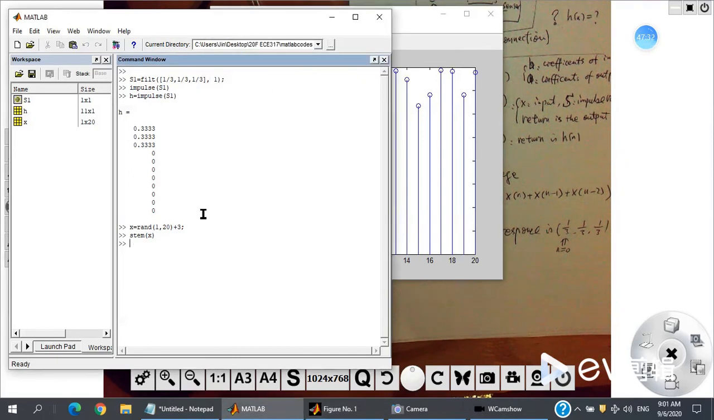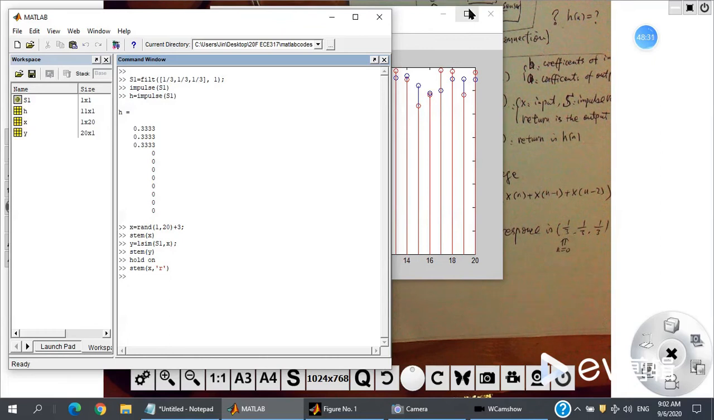Okay, this is x. And I let y equal the output of this system, which is lsim, system is S1, input is x, and I have y, right? Stem can display this y. This is y. Oh, I can display x at the same time. I hold on. Then when you give a new curve, you do not erase all the curves. So here I use stem x. Oh, x, I can use a different color. That is blue, right? I use red.